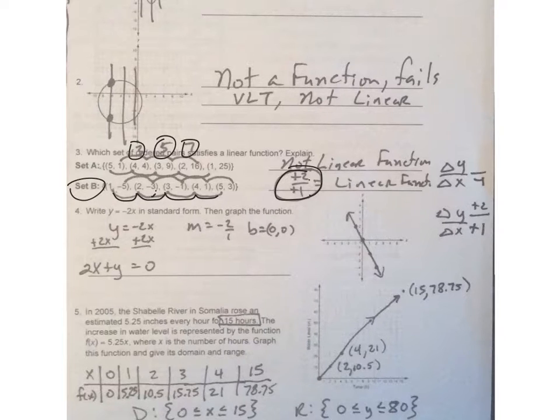On number 4, here's the graph. Y equals -2x. So I start out with 0, 0, because 0 times -2 is 0. And then I went down 2 to the right 1, down 2 to the right 1 to graph the next points, or up 2 to the left 1. And then I put it in standard form by putting x and y on the same side.